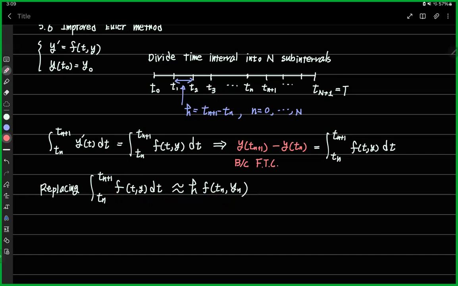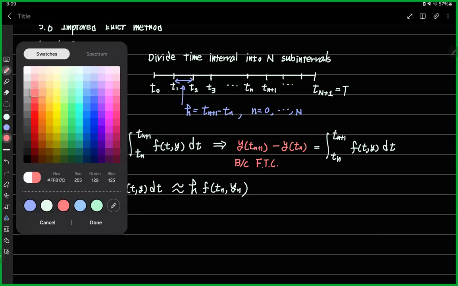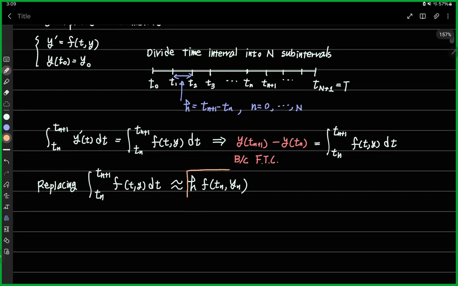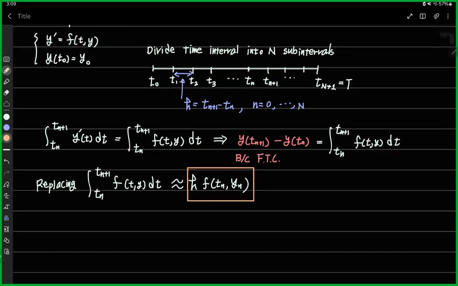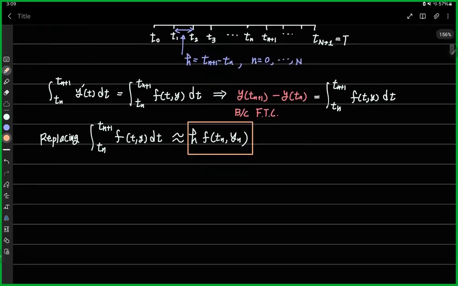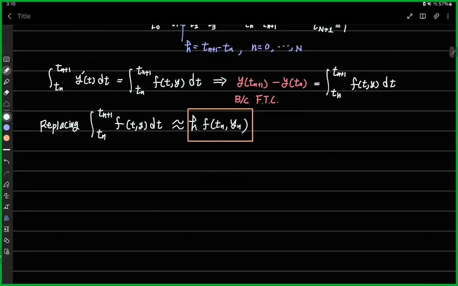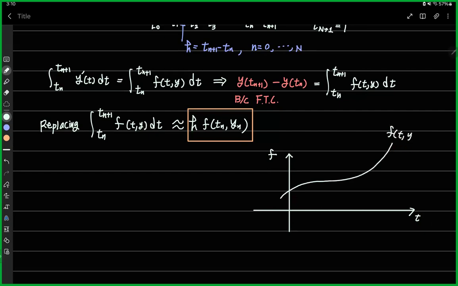So what is this? Let me draw the f of t comma y. Okay. So let's say here is t, and that's f. Then maybe the graph is like this, f of t comma y.